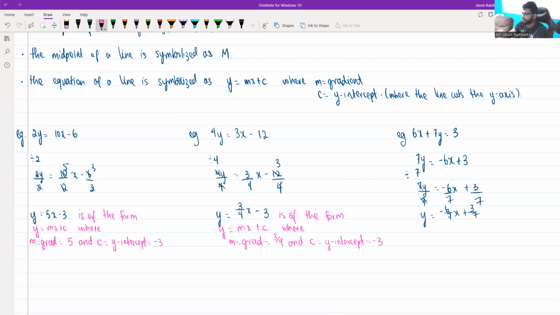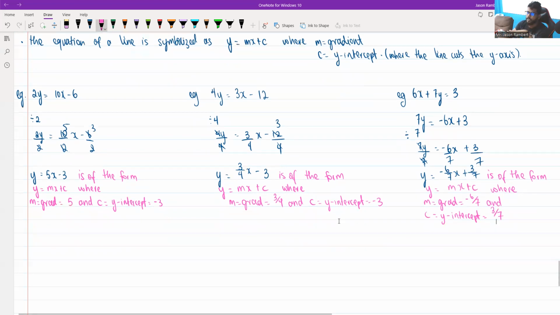And you write your statement. It is of the form y is mx plus c, where m is the gradient, which in this case is negative 6 over 7, and c is the y-intercept, and in this case it is 3 over 7. You all think you get the hang of that?